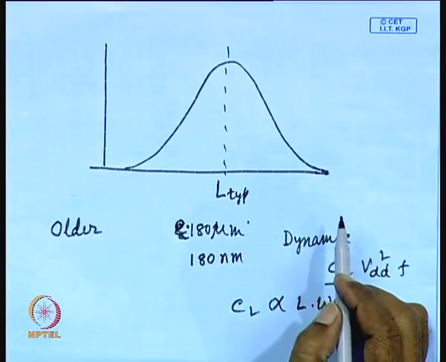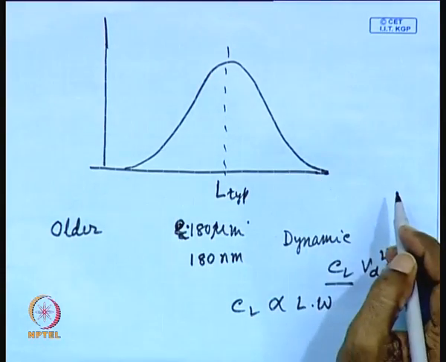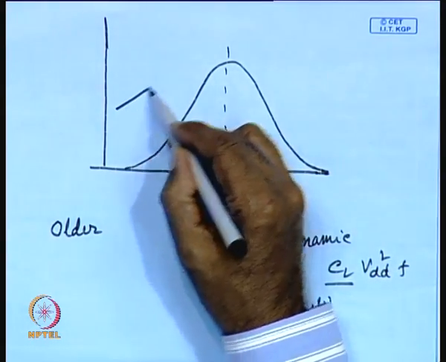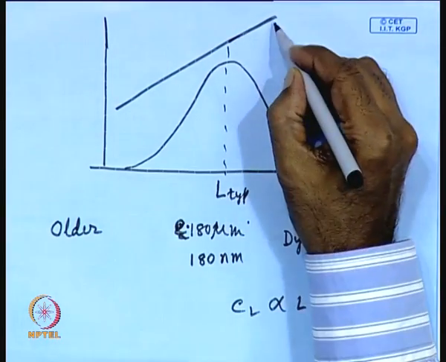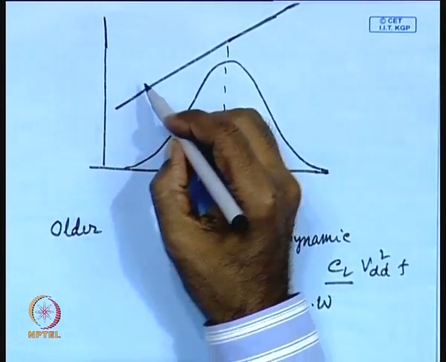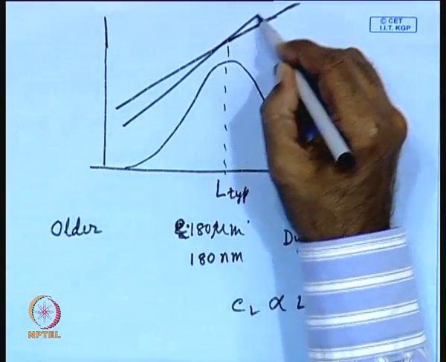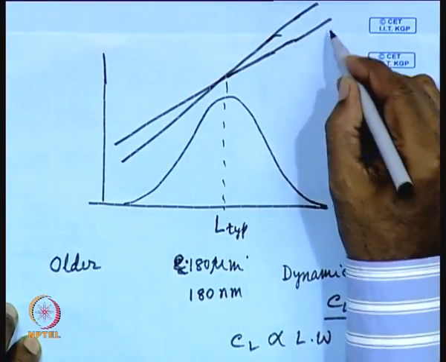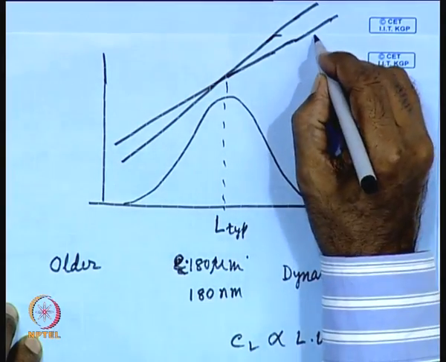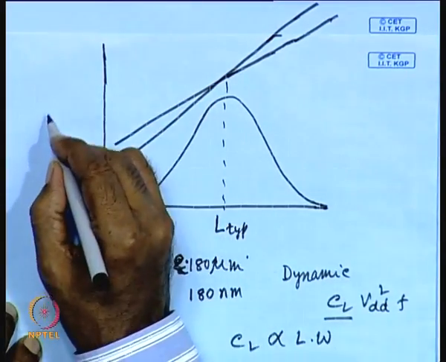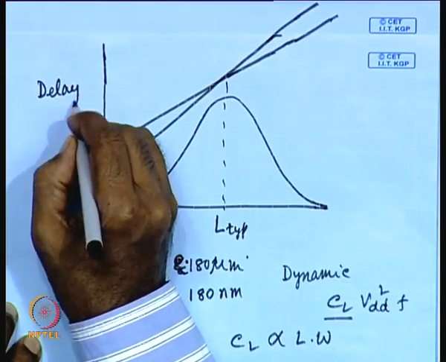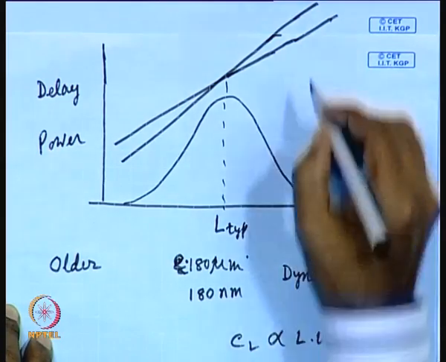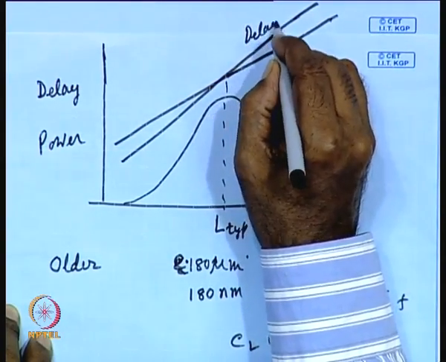So, the one sided constraint was like this, that means the dynamic power dissipation was increasing like this. This was the dynamic power, and similarly delay was also increasing with the channel length. So, we can see here, because of this, in this direction you will have delay and power. So, delay increases because of the increasing capacitance. So, this is your delay and this was power.